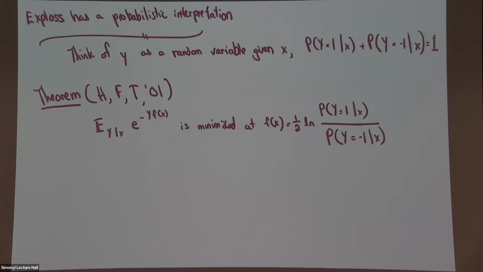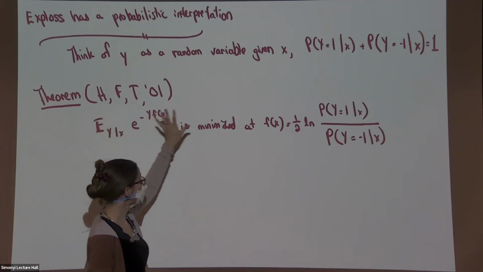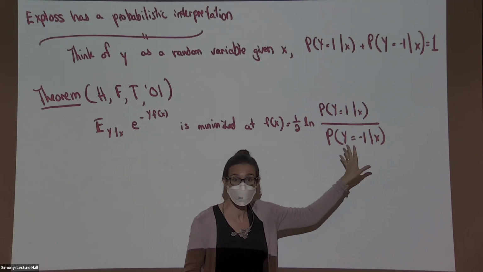Which is often why we use regularization and things like logistic regression to prevent those probabilities from saturating. Okay, so this at least gets us from the exponential loss to some sort of probabilistic model.